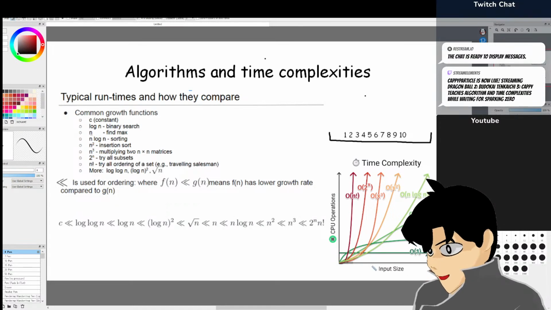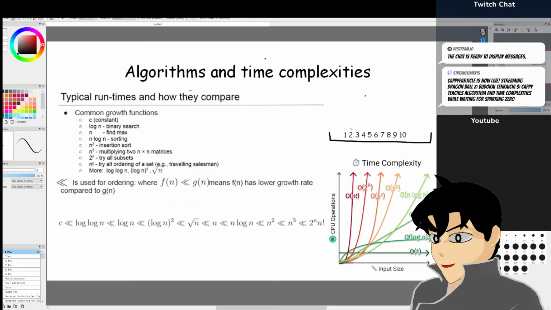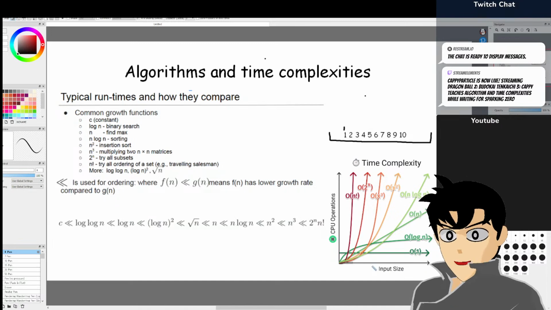Alright? And okay, find max is basically just, oh, we start at 1 and compare. Is 2 bigger than 1? Yes, it is. Now 2 is the biggest number. Is 2 bigger than 3? Yes, it is. Now we go back.